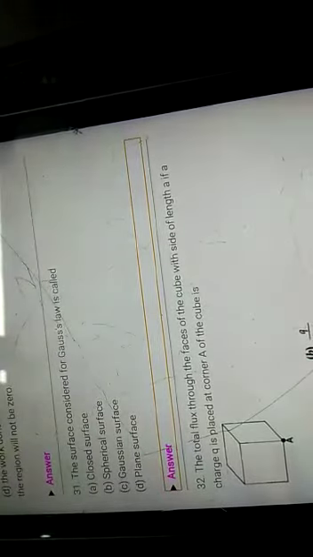The surface considered for Gauss law is called a Gaussian surface. So C is going to be the correct option.